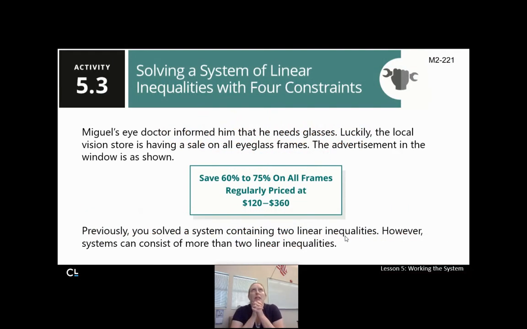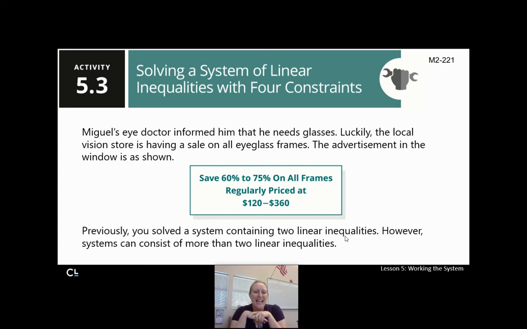Now, we've been dealing with linear equations. Let's come back to our linear inequalities. So we're going to solve a system of linear inequalities. Only notice now, instead of 2 inequalities, which we were calling constraints the other day, there's now 4.